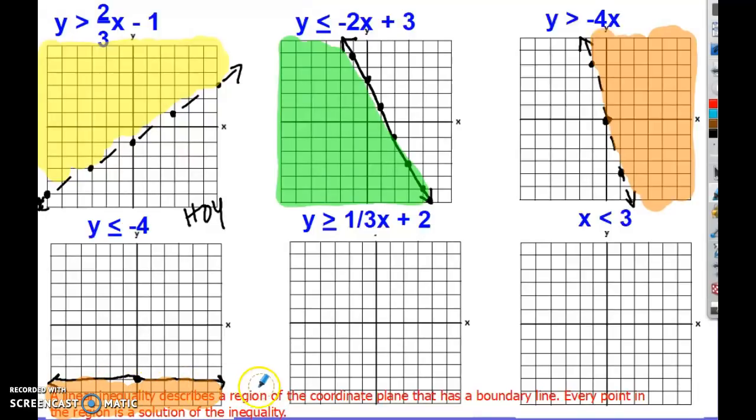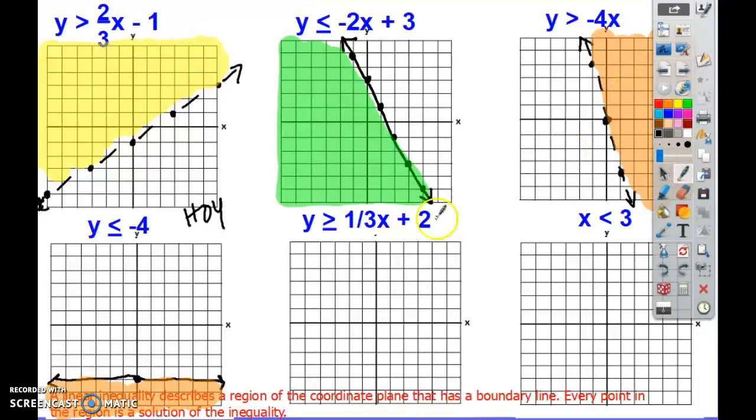A linear inequality describes a region. These are regions of a coordinate plane that has a boundary line. This is our boundary line. Every point in the shaded region of the inequality is a solution. That is what that definition is saying.